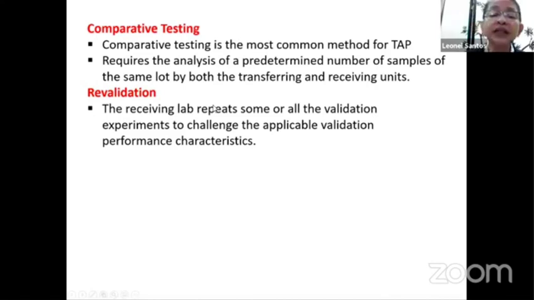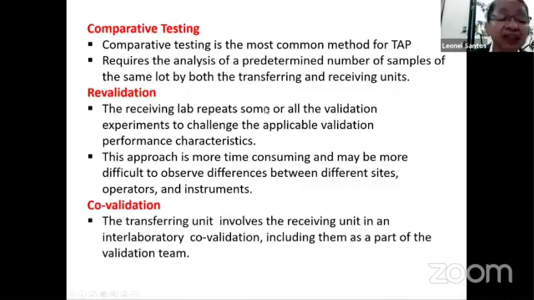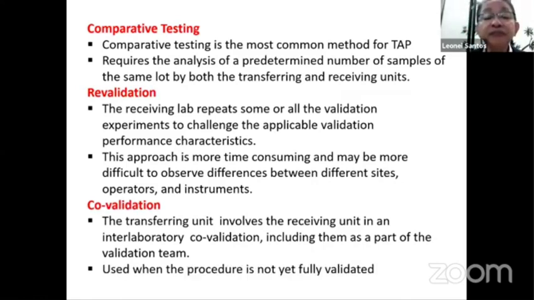Revalidation would be something repeating some or all of the validation experiments, but this would be the option that is the most time consuming, because, again, the receiving laboratory is going to be performing the validation. The co-validation is a bit better because it is a collaboration between the transferring unit doing some of the validation, and then the receiving unit, which will also do some of the validation. This is used when the procedure is not fully validated.